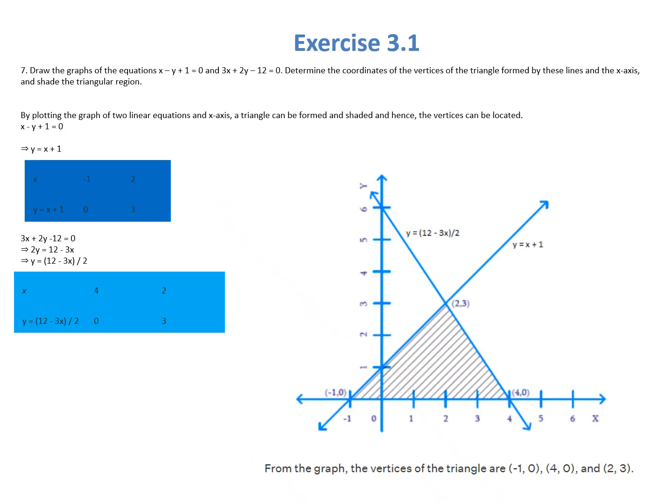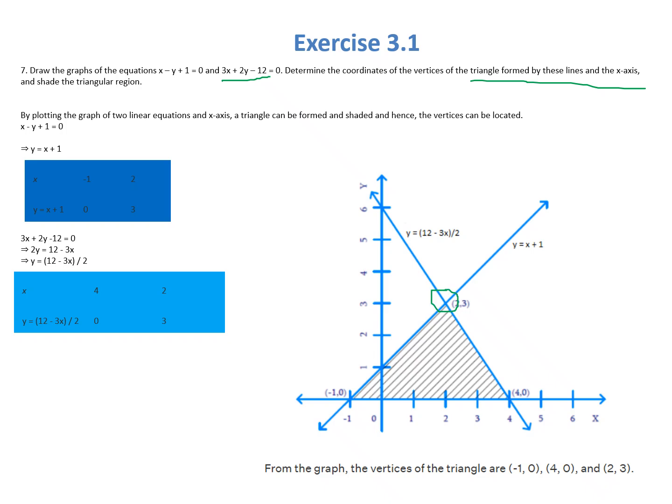Okay, so now we come to the last question of exercise 3.1. We have to draw the graph of the equations x minus y plus 1 is equal to 0, and 3x plus 2y minus 12 is equal to 0, and determine the coordinates of the vertices of the triangle formed. So basically we first create a graph for both of them, and once we have plotted the graph, we need to determine the intersection point.